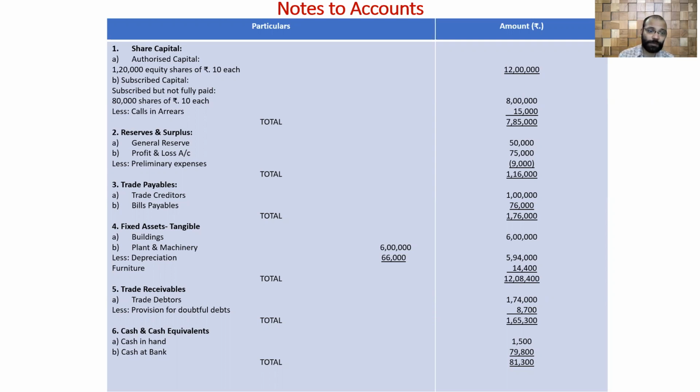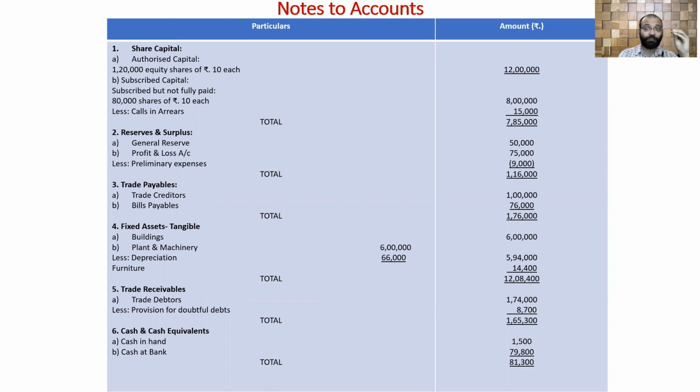Then we have the trade receivables, the fifth note. Under that we have trade debtors less the provision for bad debt. So we have 1,94,000 minus 8,700. So if you see that, 1,65,300 is the balancing figure to be taken to the trade receivables in the balance sheet. Then finally, we have the sixth note, cash and cash equivalents. Under that, we have the separate items given in the question, cash in hand and cash in bank, that is 1,500 and 79,800 respectively. If you add that, we get the total 81,300.